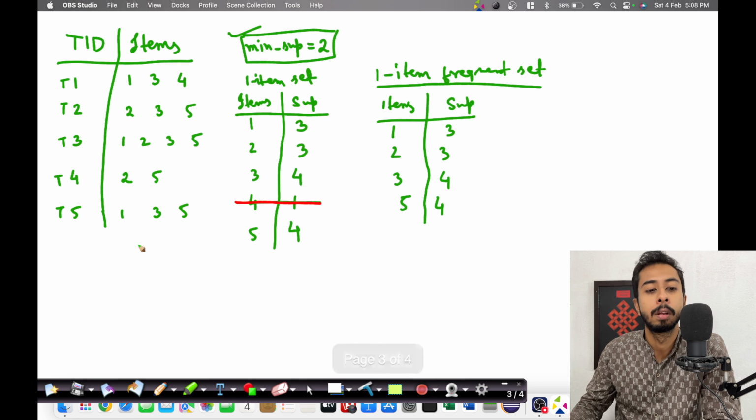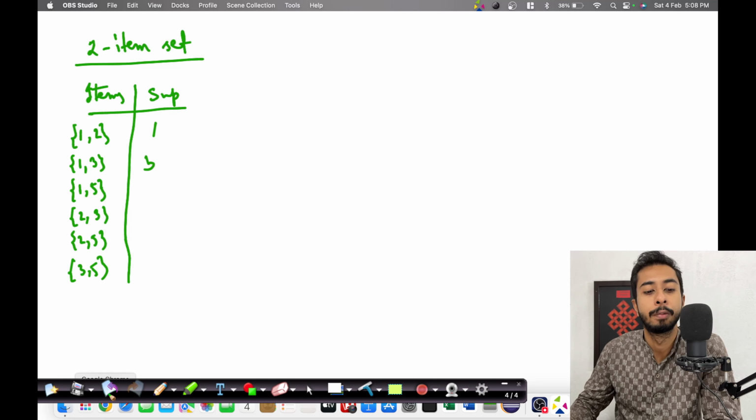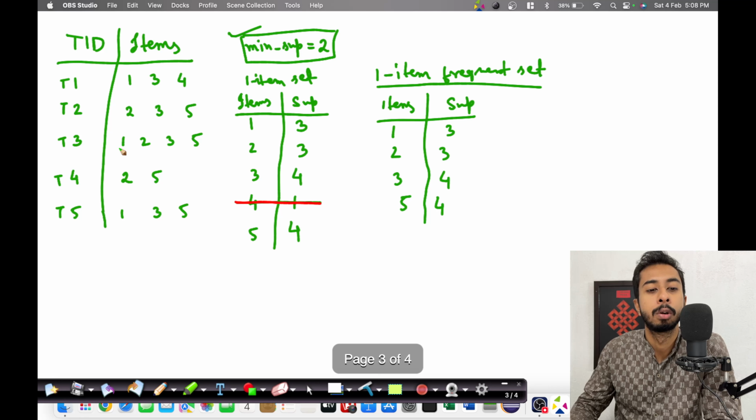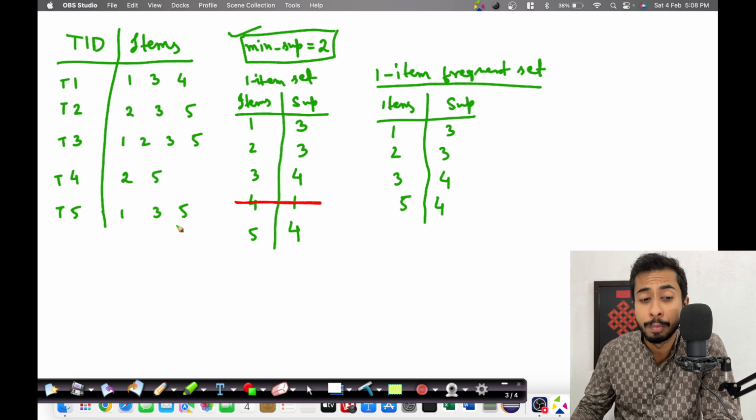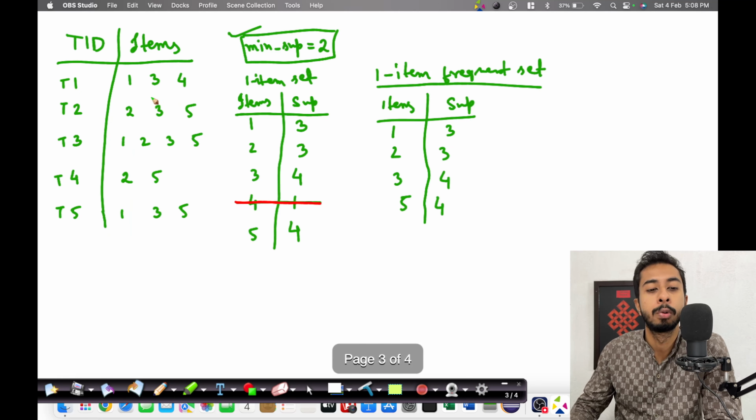Similarly 1 and 3. How many times have 1 and 3 occurred? 1 time, 2 times, 3 times. So we'll write this support as 3. It is very easy. 1 5. So 1 5 has not occurred here. 1 5, yes, 1 5 is occurring here and 1 5 is occurring here also. Now 2 3. Where can you find 2 3 together? In transaction 2 and transaction 3. So I think the support count is 2 if I am not wrong.